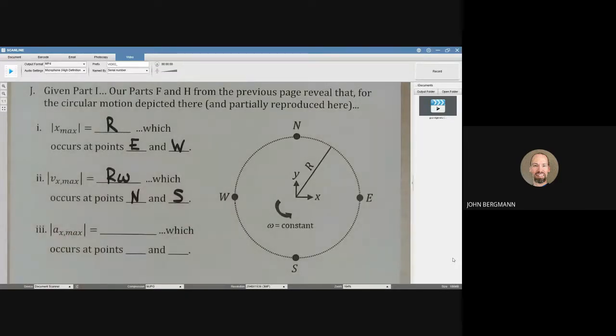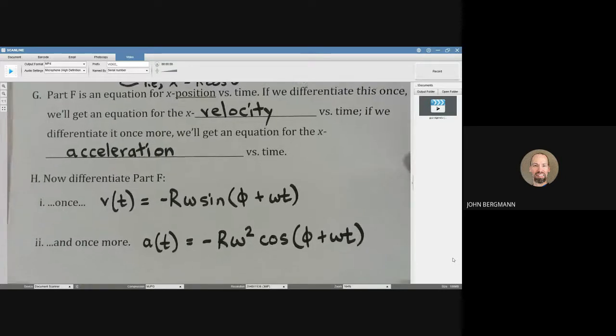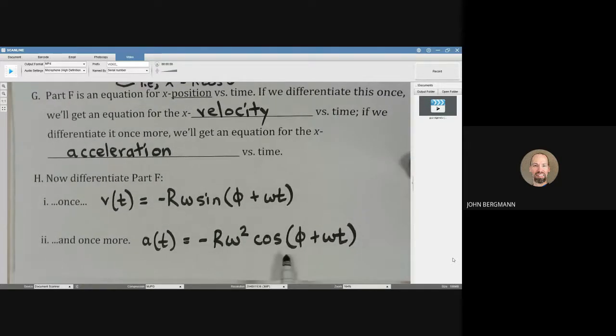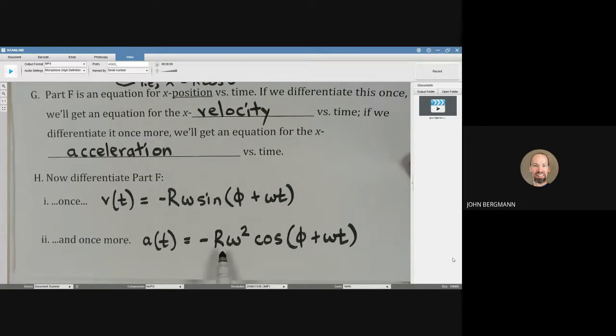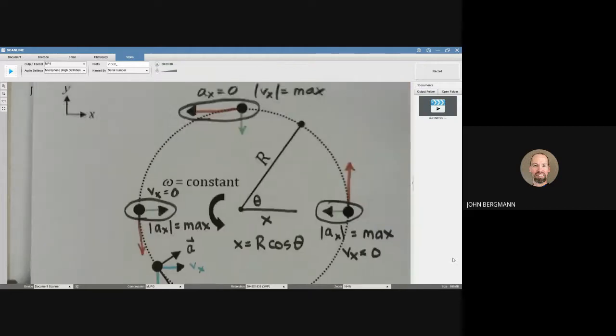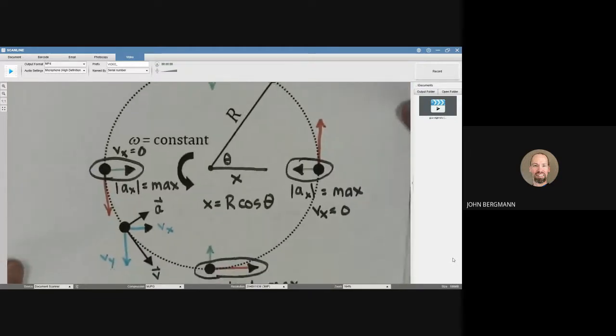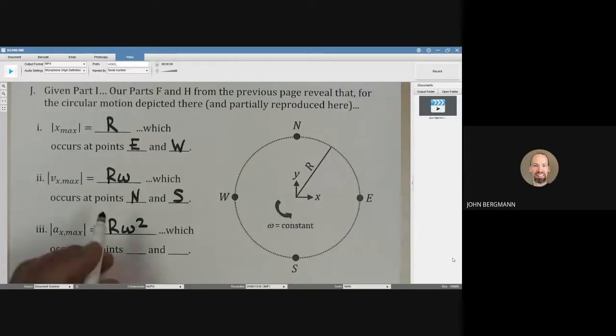All right, last one then. Where's the acceleration a maximum? What is its magnitude? Look at the equation at the bottom of the screen here. Cosine, the maximum it can be is 1. So the maximum value that the acceleration could be has a magnitude of r omega squared. And where does that occur? Let's go back to the drawing that we started with. And you can see there on the left side and the right side, you see how we've circled? The acceleration is a maximum west and east.